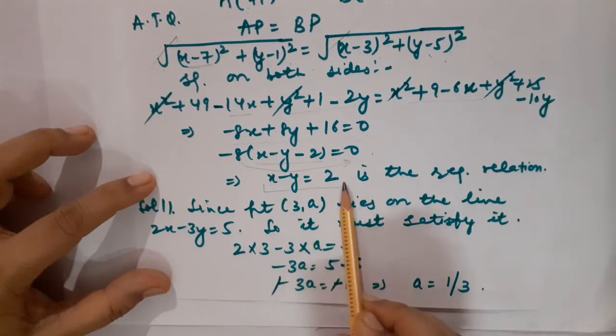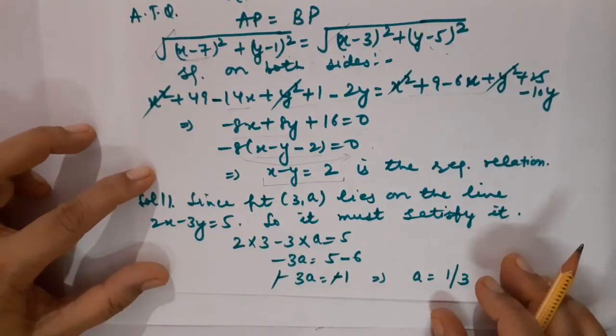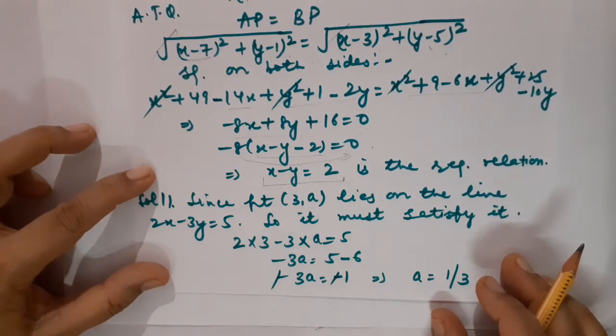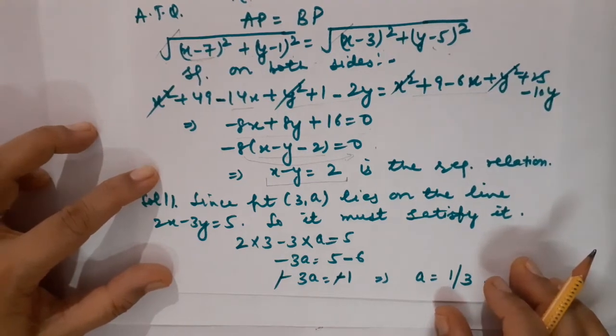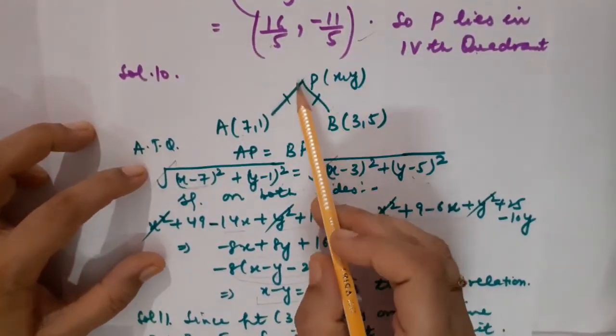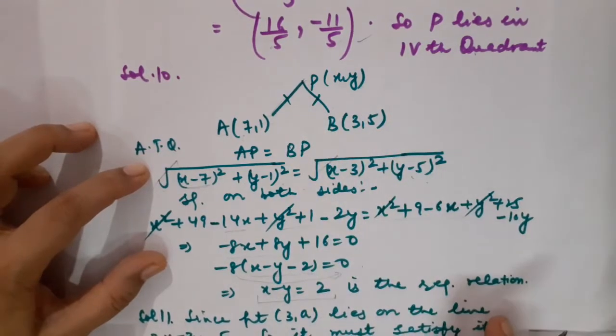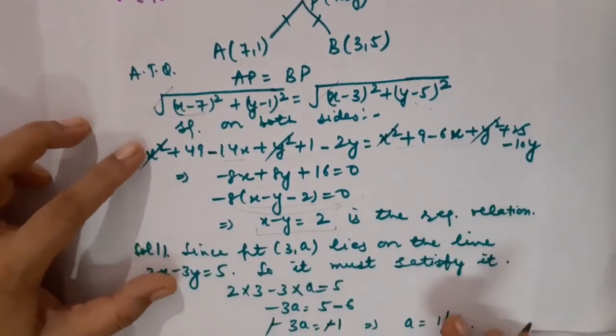So this is the relation between x and y, which is the required relation, that is x minus y is equal to 2. Children, please check whether you did the question in the same manner or not. Okay, there can be different methods also. But here clearly it is said that the point P is at the equidistant from A and B. So definitely you have to apply distance formula. Got it?